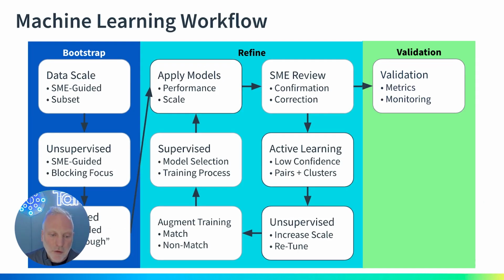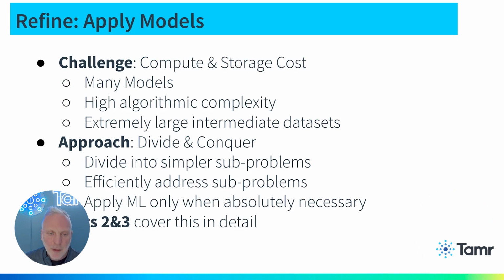Now that we have unsupervised and supervised models, we're ready to enter the refinement phase of the machine learning workflow. The first step in the refinement phase is to apply the models that we have against the full data. We've accumulated training data. We need to actually generate the signals, the pairwise similarity, and the clusters for the full-scale data that we have. Again, this is the subset of data that we filtered down to.